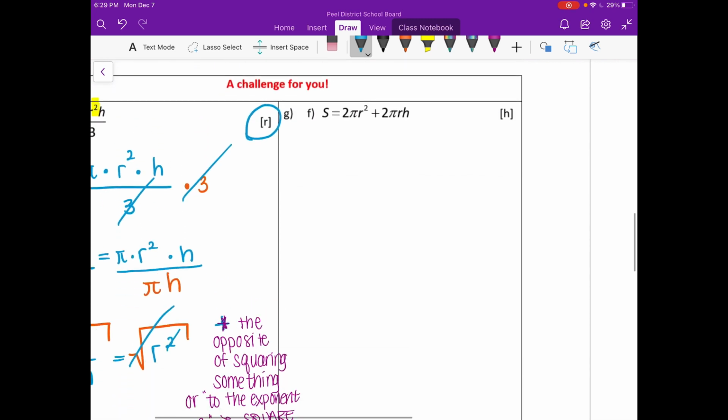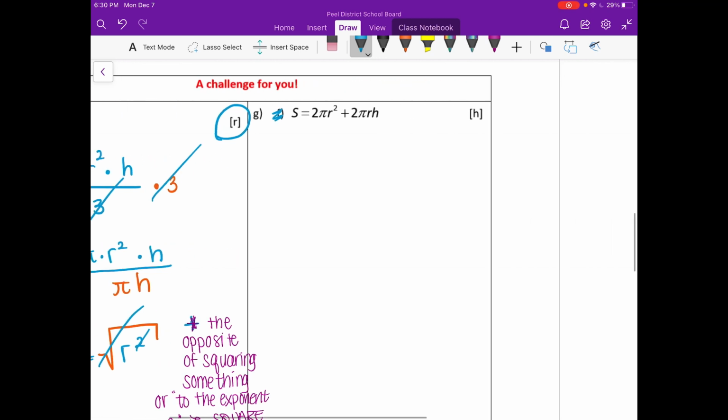And then we're going to do the same thing over here with FG, whatever that means. Right? We're going to go with G. That's G. And I'm going to want to isolate for h. So I'm going to say S is equal to 2 pi r squared plus 2 pi r h, right? What I could do here, it's a little bit more complicated. So I could say S. I can factor out the 2 pi r. I can pull that out.